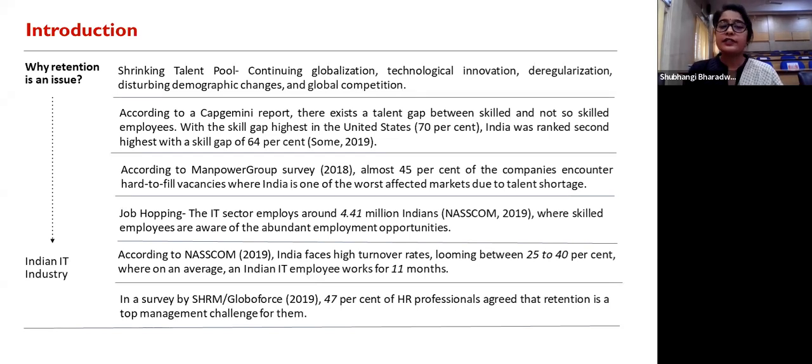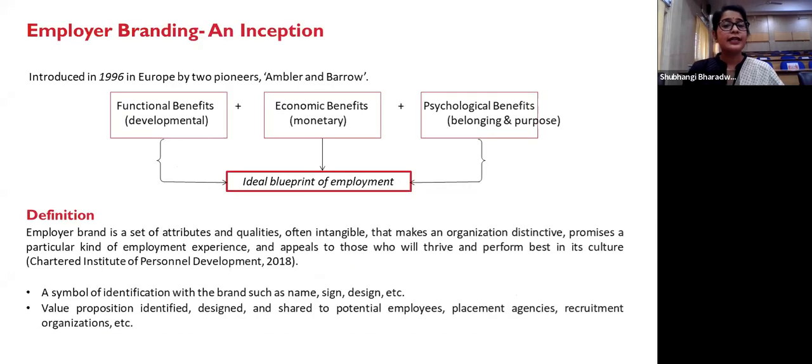Further, according to a survey by Manpower Group, India is one of the worst affected markets where almost 45% of the companies face issues while filling up their vacancies. Amidst talent shortage, job hopping has also become a common phenomenon among Indian IT professionals, which has created a mindset among employees that they could be easily absorbed in this particular sector. So what organizations nowadays are doing is resorting to diverse tactics and strategies in order to showcase themselves as a desirable place to work. One such strategy that has been considered in this study is employer branding.